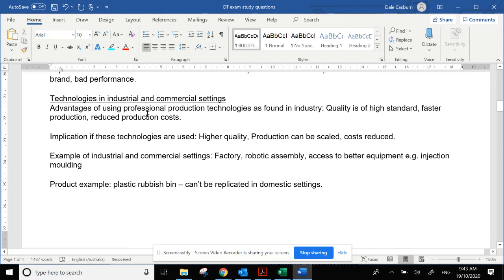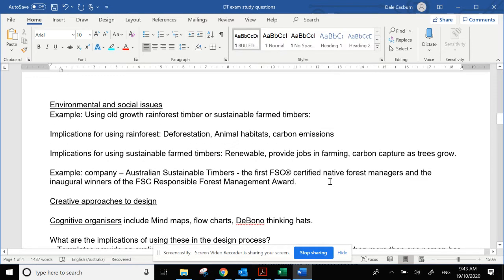Some examples of industrial and commercial settings might be the use of big factories, robotic assembly, access to better equipment. Injection molding is a really good example. If we are going into industrial and commercial, lots and lots of products use injection molding, and sometimes that can't be replicated. A good example of something that you can't do in a school workshop or in a home garage is a plastic rubbish bin. You actually can't make it without a large injection molding machine, so it can't be replicated in a domestic setting. There's a good example for that.